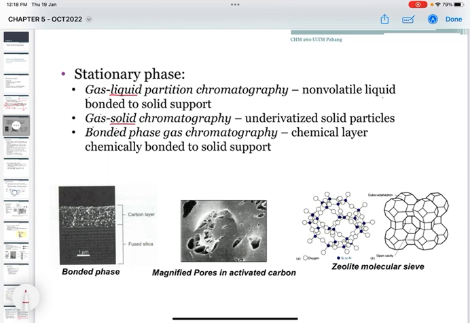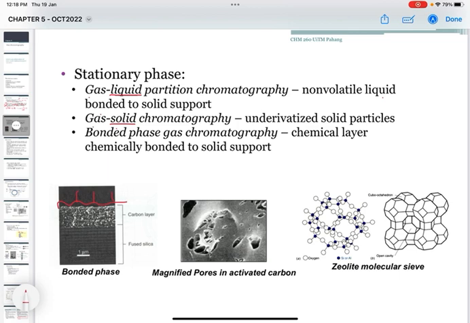Macam contoh alkohol, katakanlah kita ada, okay, this is the fused silica, this is carbon layer. Katakanlah kat carbon layer ni kita ada functional group that can attach to our liquid. Katakanlah kita punya liquid is the alcohol.